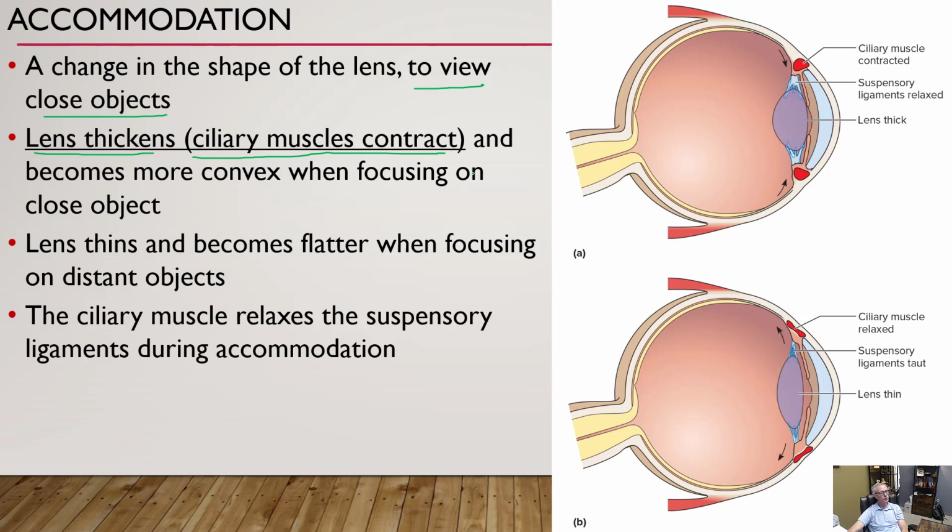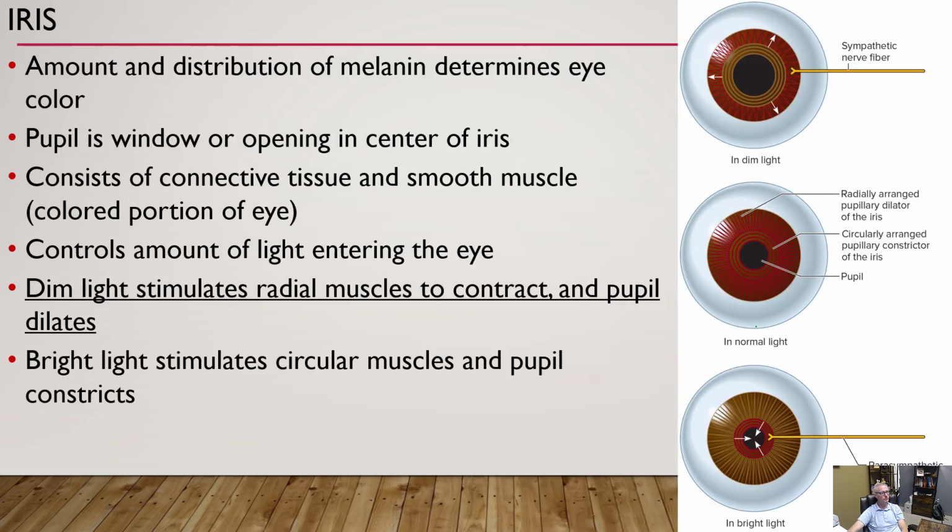So if we're trying to look at closer objects, that lens will become thick. If we're trying to look at objects far away, that lens will become flat. And that just allows, like I said, the light rays to focus on the back of our retina. So the lens will change shape depending on if we're looking at stuff close up or far away. And that's called accommodation.